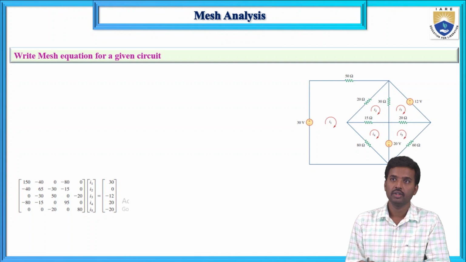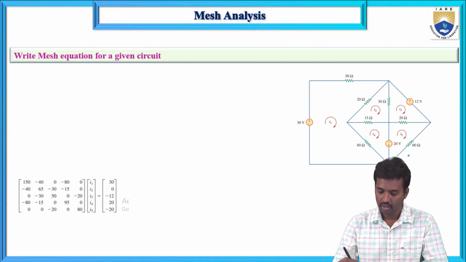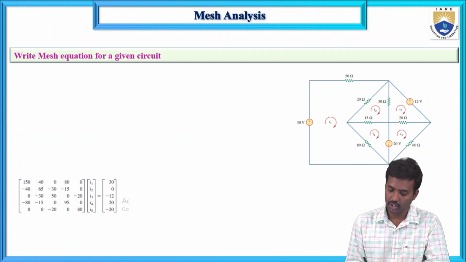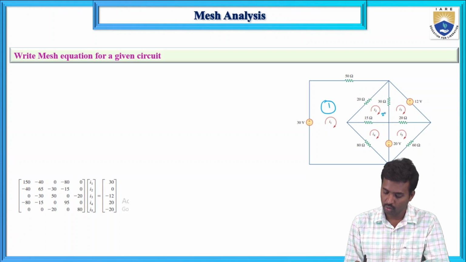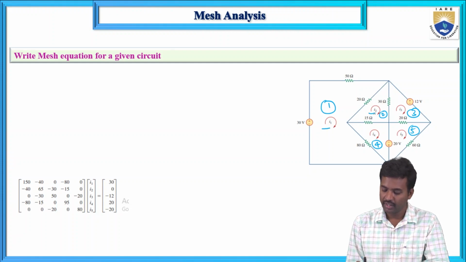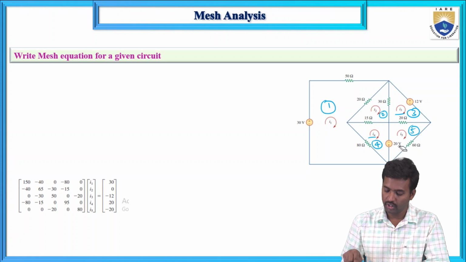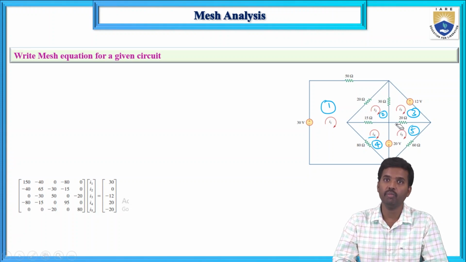And next, the mesh equations for a given circuit. Here in this given circuit, how many meshes are possible? So this is mesh 1, here mesh 2, this is mesh 3, this is mesh 4, and this is mesh 5. Next, step 2 is to assume the mesh currents in clockwise direction: I1, I2, I3, I4, and I5. All currents are in clockwise direction. So now apply KVL in each mesh.